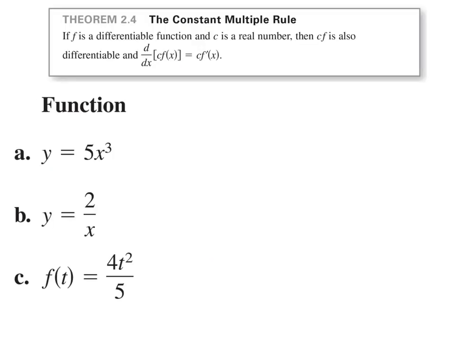Here's another rule that comes in handy, and that's the constant multiple rule. Your constant is some c, which is a real number, multiplied by some function, f of x. So all I really have to do is find the derivative of that function and multiply it by the constant. So let's work out these 3 examples to see what that really looks like.